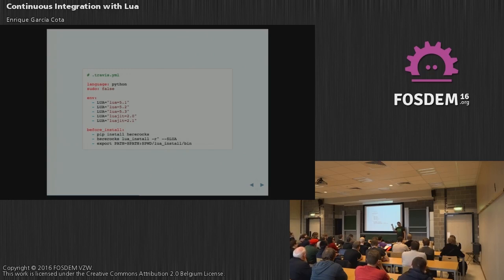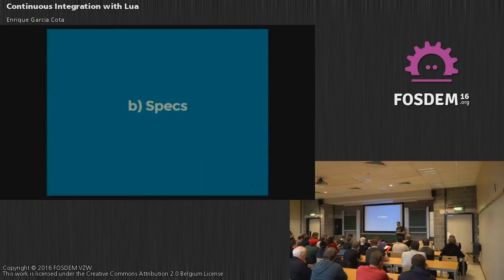You set up the env variables just like before, but then the install is only three lines. You also have to say that your language is Python only because you want to have pip, which is the one you use to install HereRocks, which is the real thing that you want. And then you install Lua with that. And that's all the code that you need. You don't need all those hundreds of lines of shell script anymore, which is great. That's what I wanted. So my environment is set up.